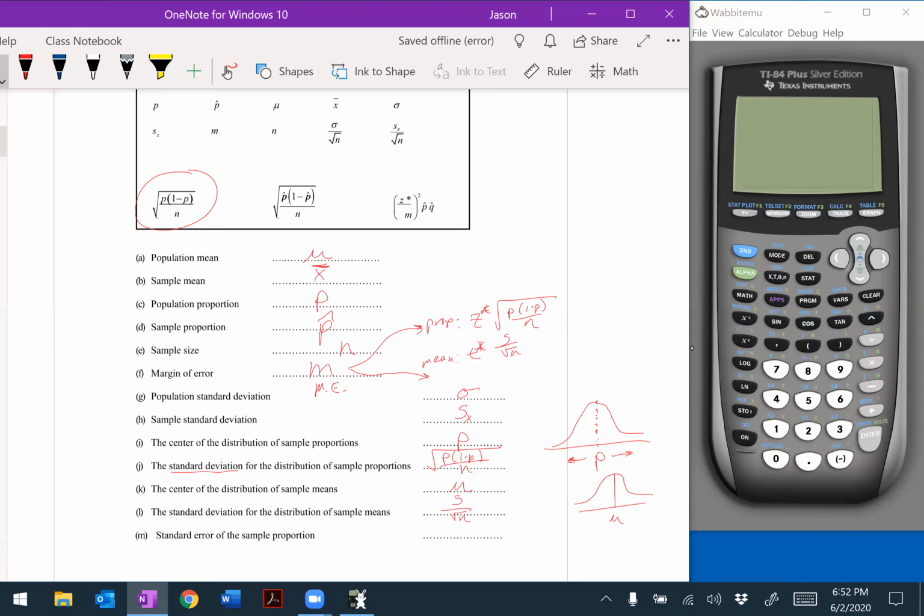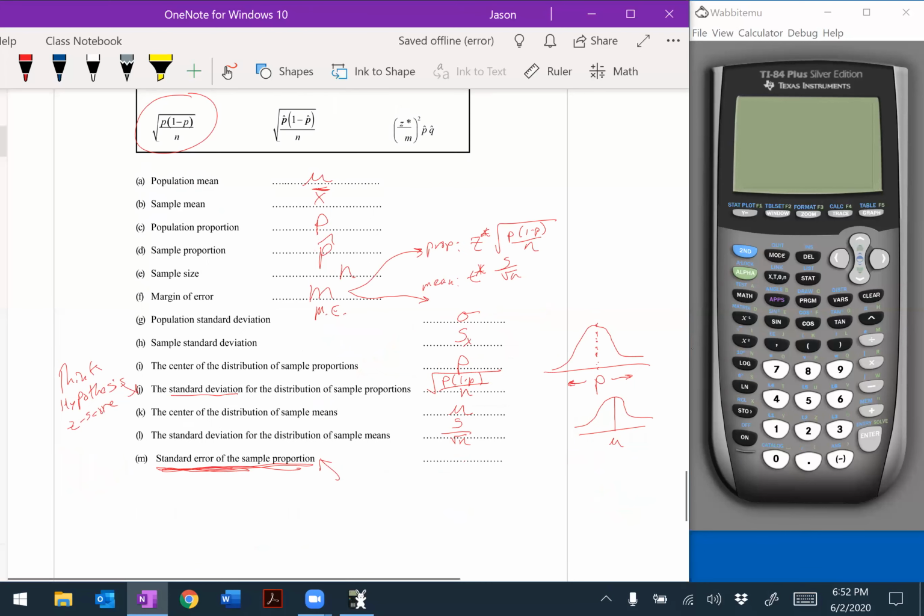And then what's the standard error of the sample proportion? Well, if you see standard error and sample proportion, and it's not standard deviation, this one you want to think hypothesis test or Z-score. This one you want to think confidence interval, because standard deviations go with the normal curve. But for a confidence interval, we always talk in terms of the standard error.